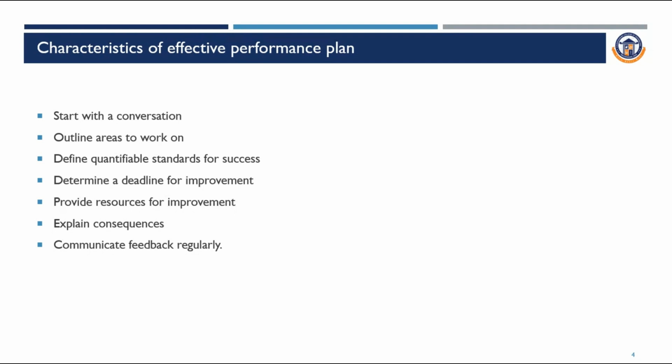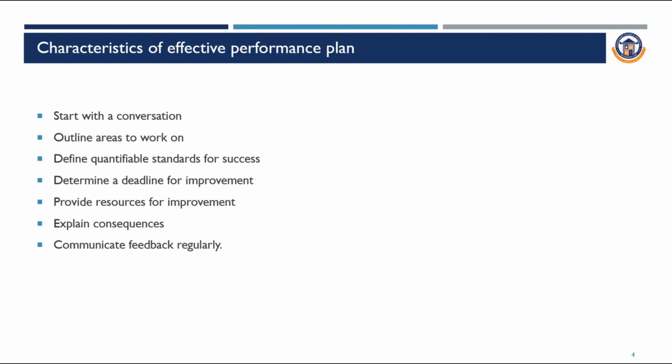The first characteristic is to start with a conversation. It is a good idea to start the process with a conversation about your representative's performance in general, not a fully fleshed out plan. There might be an underlying reason you are not aware of for the underwhelming performance. An open-ended discussion will help increase understanding between you and that particular representative.